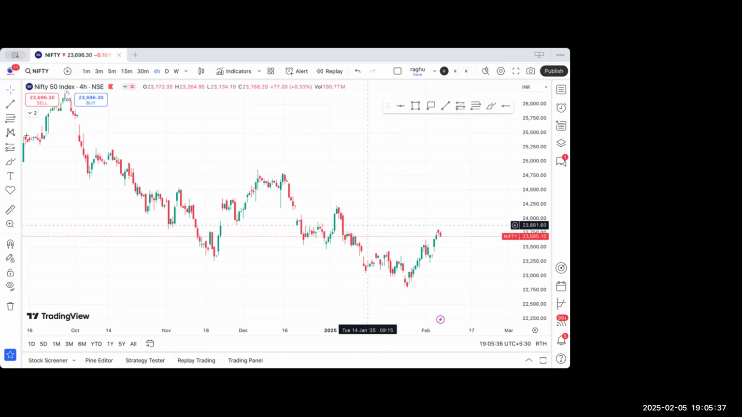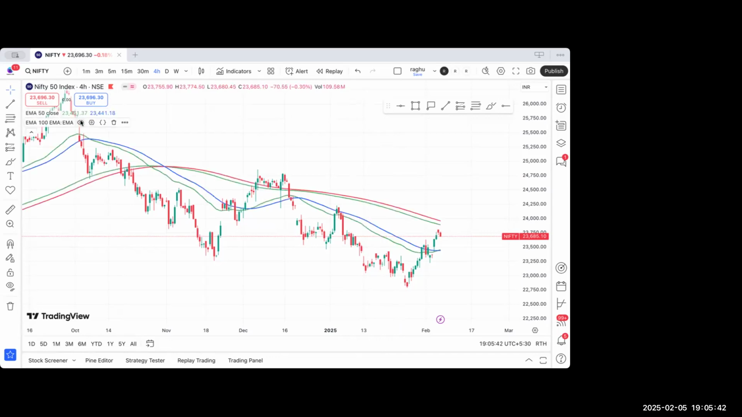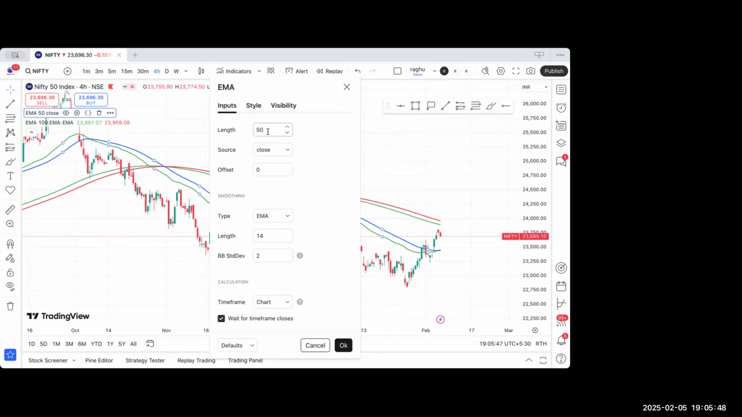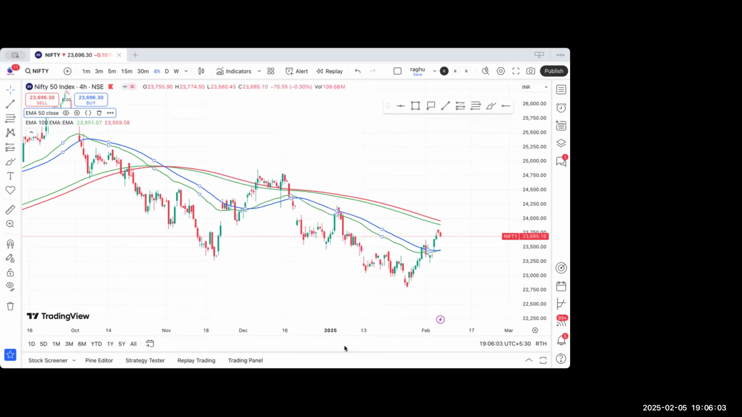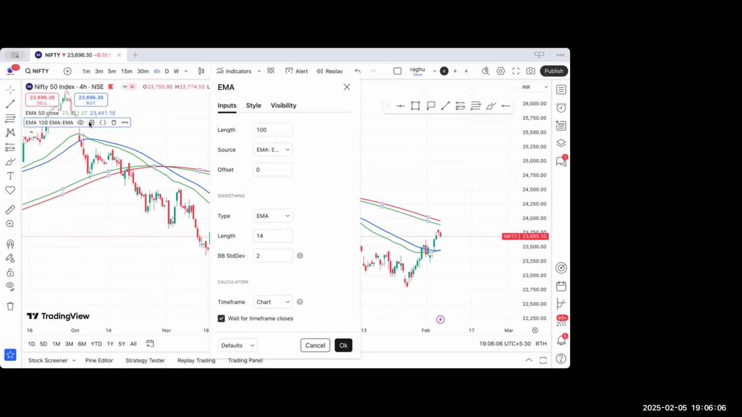For that, I already added this. You can add the EMA indicator two times. For the first EMA, the setting is: length should be 50, source should be close, offset 0, and for smoothing, EMA type take EMA, length 14, and don't make any other changes. This is for EMA 1, which is EMA 50. Another EMA is 100. What changes there? In this, the source should be EMA, so change it to EMA for 100.